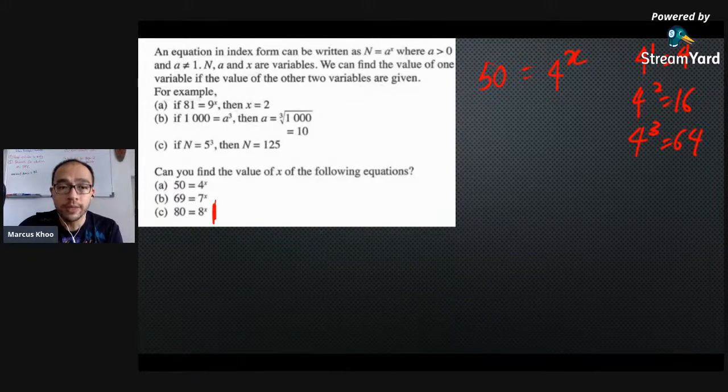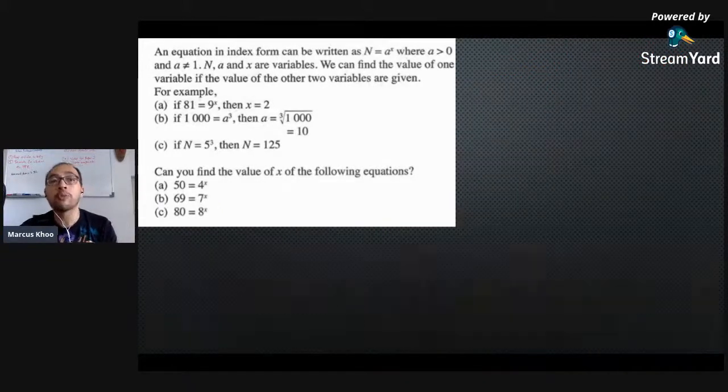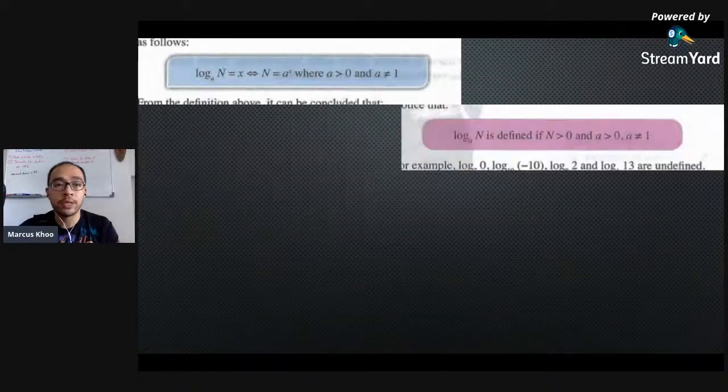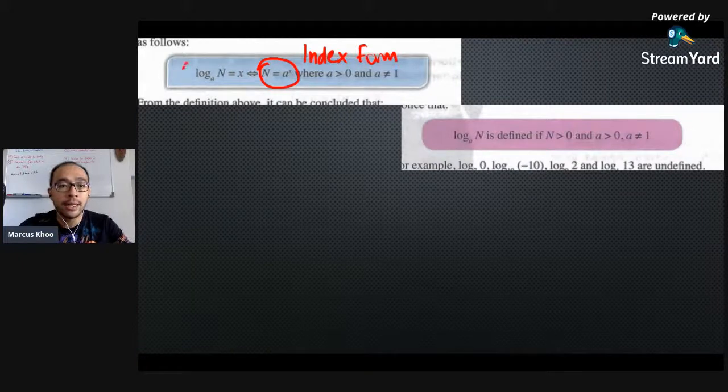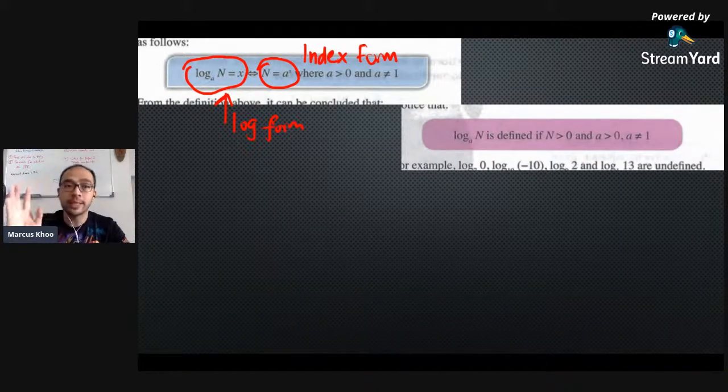Okay, so because of that, we need to know how to change the index form to become a log form. This is how we do this. n equals a to the power of x is an equation in index form. Whereas log a n equals x is an equation in logarithm form. It means the same thing. n, a and x are the same numbers. Only the index form and the log form are different.